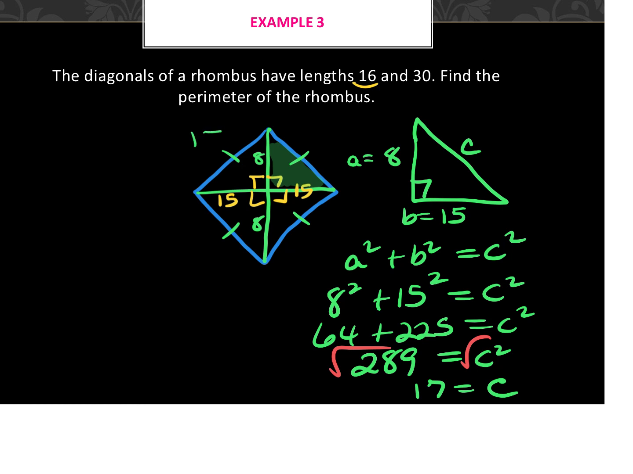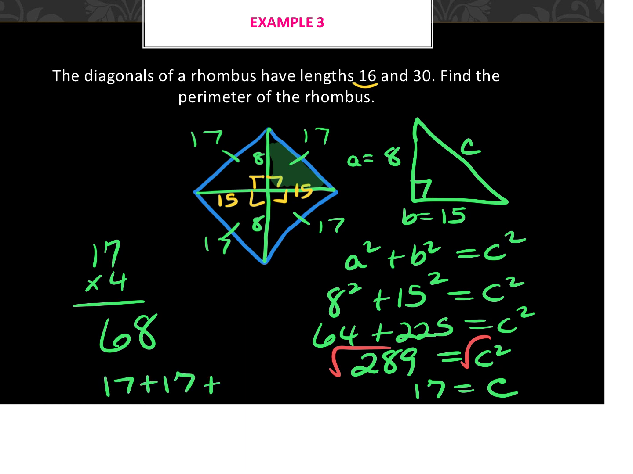So all 4 sides are 17. To find the perimeter, either do 17 times 4, and it's 68, or add 17, 17, 17, 17. Either way, you get 68 for the perimeter of the rhombus.